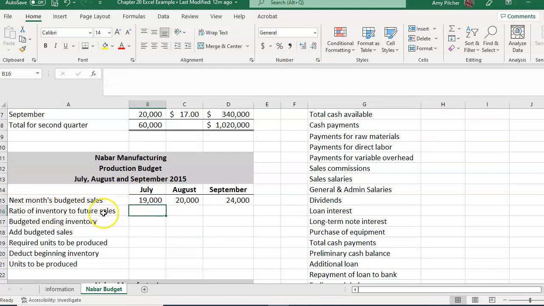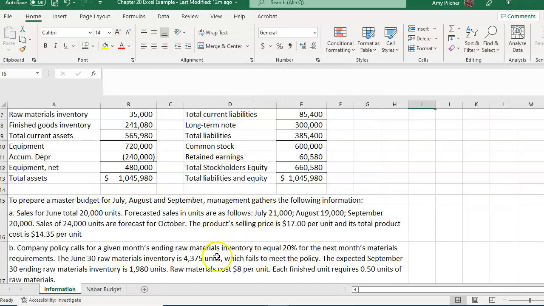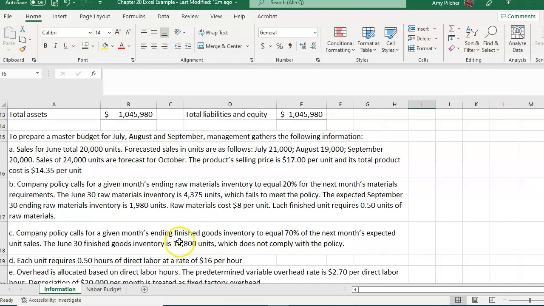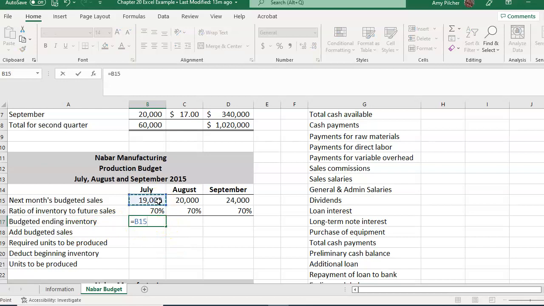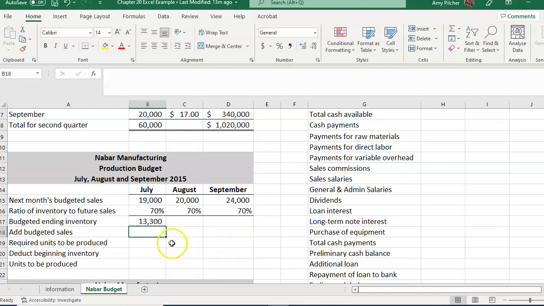Then we need to know our ratio of inventory to future sales. So what's that percentage that we want? It tells us that for finished goods, we want 70% of the next month's expected sales. So 0.7 all the way across, format that to be a percent. And while we have them selected, let's go ahead and put a border there. Our budgeted ending inventory then is the budgeted sales times that 70%. We can copy that formula across here just by dragging it.